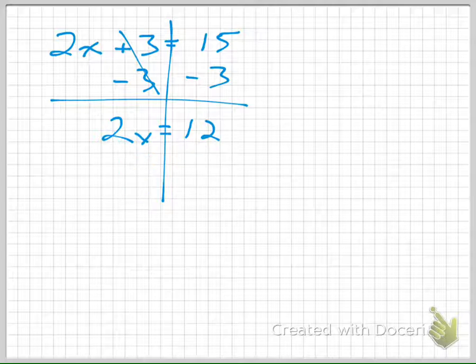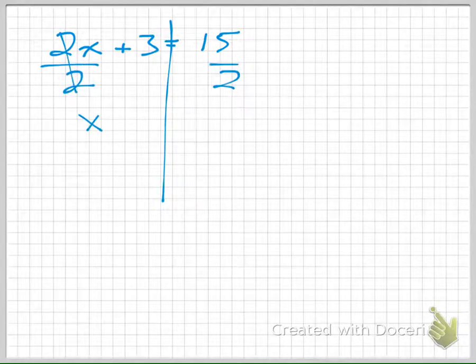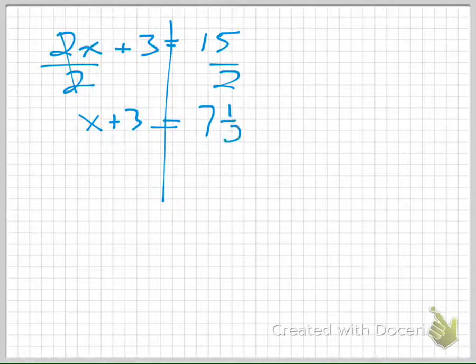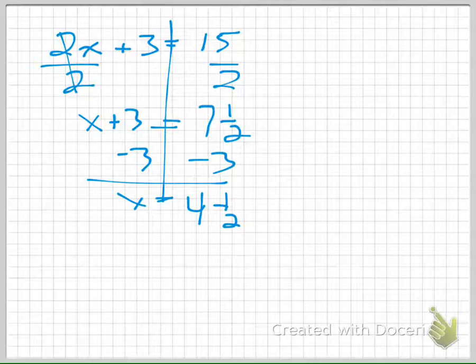Let's do this where we forget to do the right order. Let's do it in a different order, just so you can go, okay, what if I divided this by 2 and divided this by 2? X plus 3 equals 7.5, right? Minus 3, x equals 4.5. 2 times 4.5 would be 9, plus 3 is 12. Is that equal to 15? No. So remember, the order you do it in is reverse order of operations.